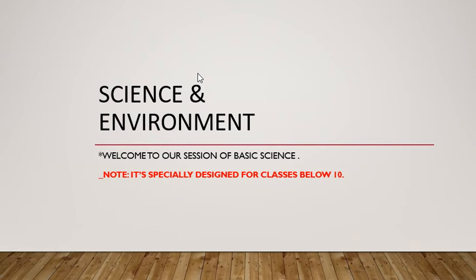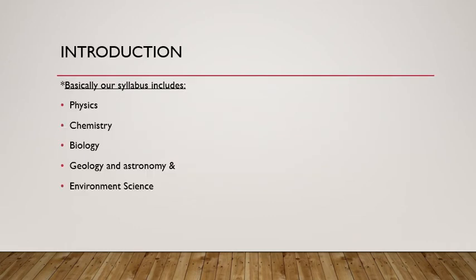On today's session, it's our first class, so we are going to discuss basic science, its parts, sections, divisions, and contents. This class is originally designed for classes below 10, from 6, yeah, 6. So students between 6 to 10 can learn anything they want from our session. Please follow our sessions. Okay.